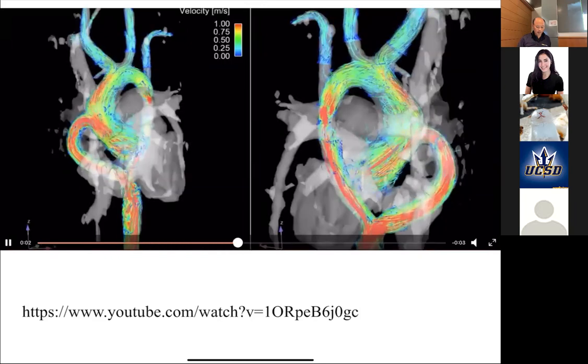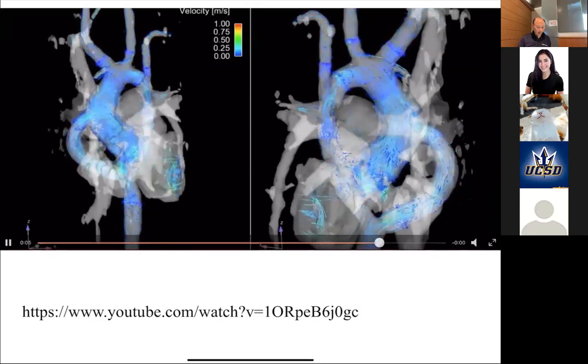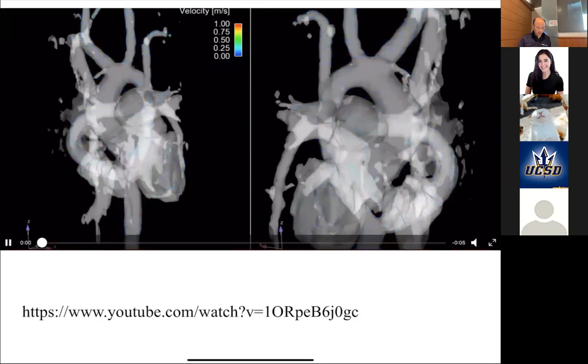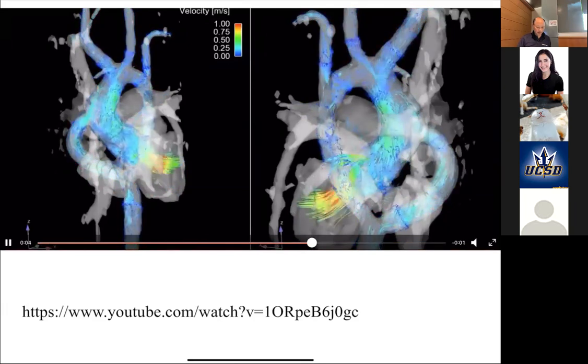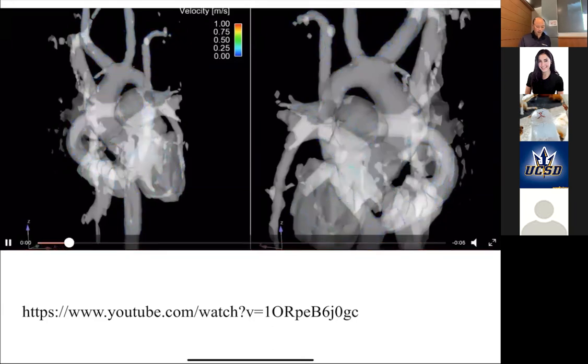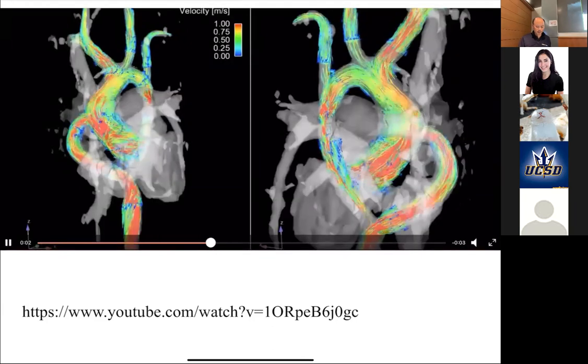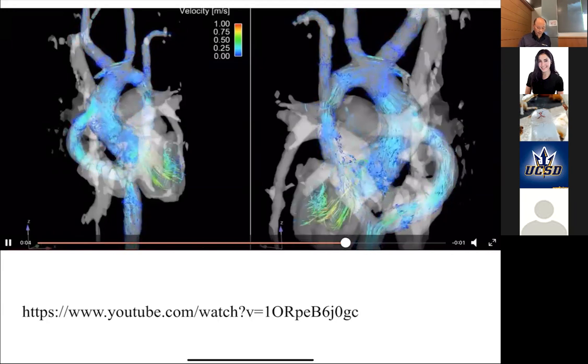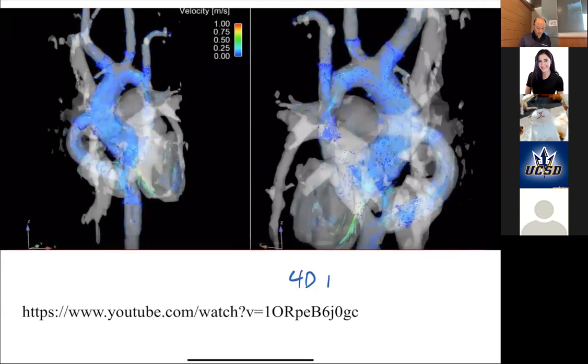A cool fun fact is that one of the students who took this course when it was first offered many years ago went on to do his residency and fellowship, and started a startup that does this now, and is now also a faculty member here too. So that's 4D flow. This is what's called 4D flow.